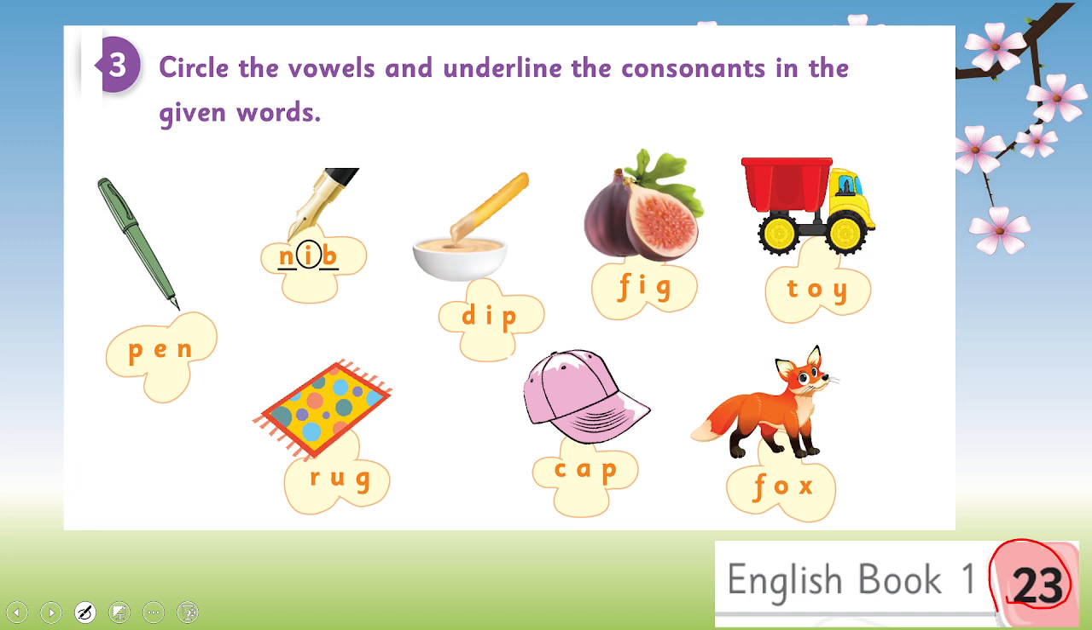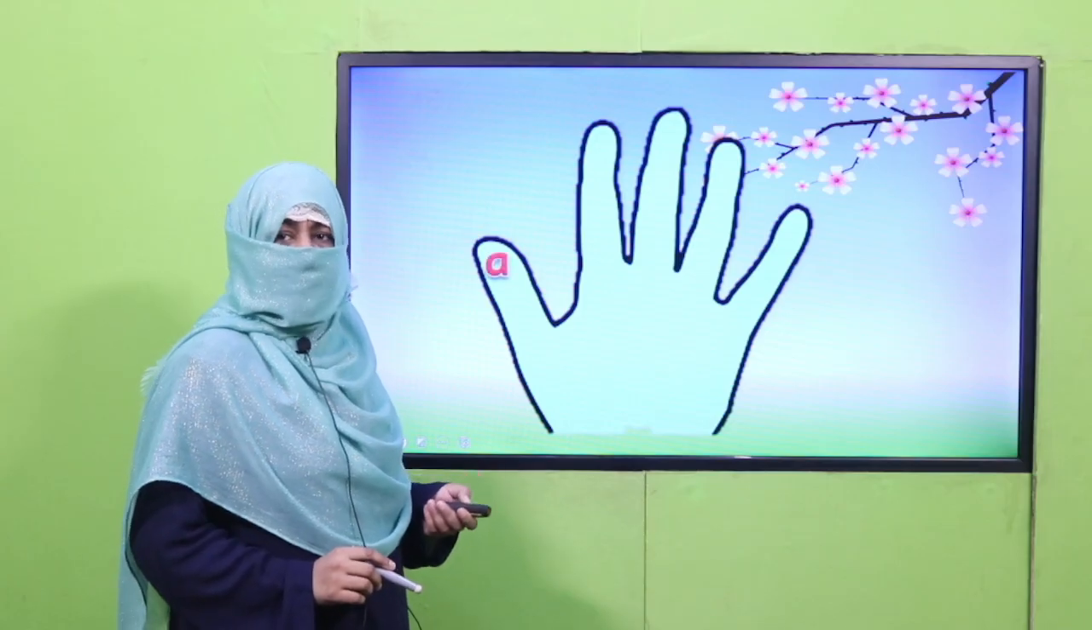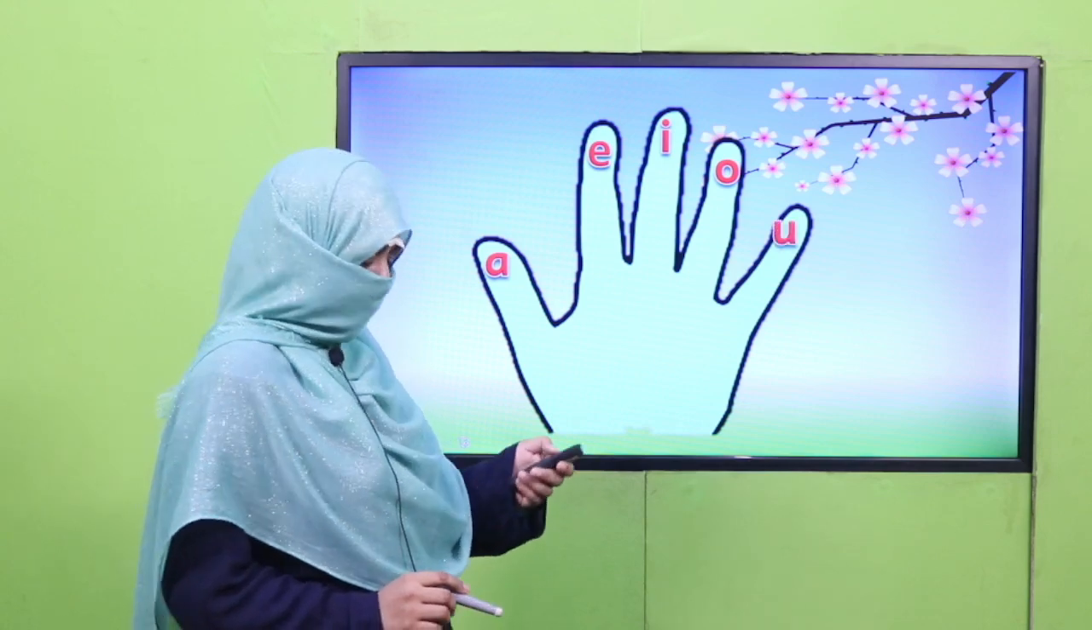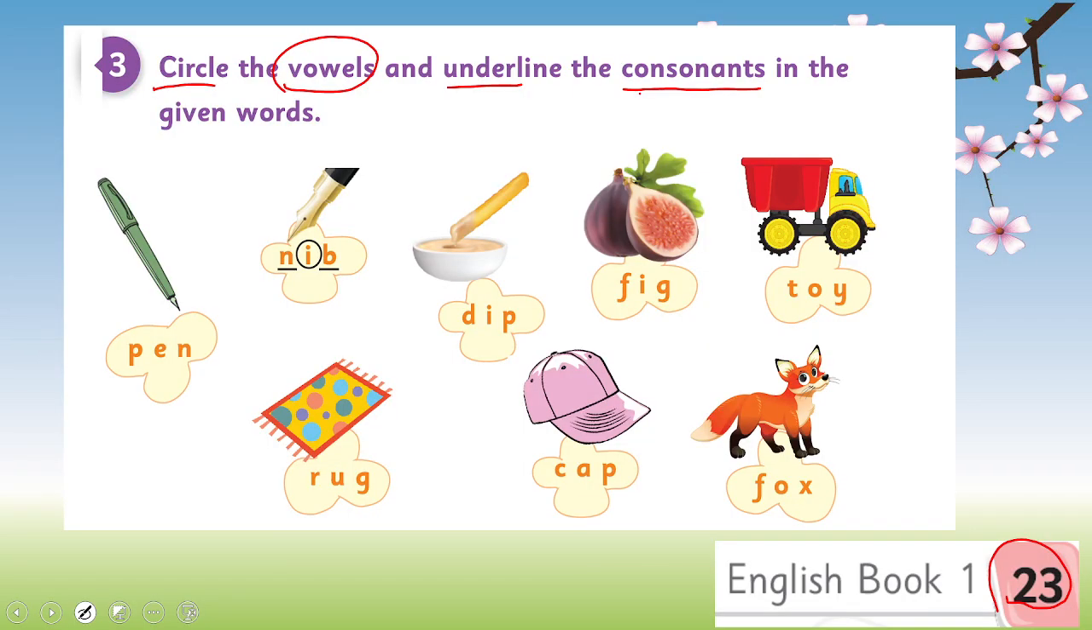Okay, on the same page, page number 23, this activity has been given. What are we supposed to do? Circle vowels and underline consonants. Again, I remind you, what are vowels? Say it. A, E, I, O, U. Great. So on this page, you have to circle wherever there is a vowel, the way it has been done.